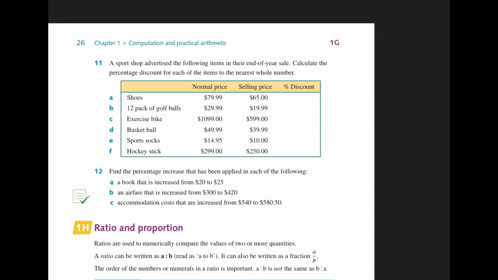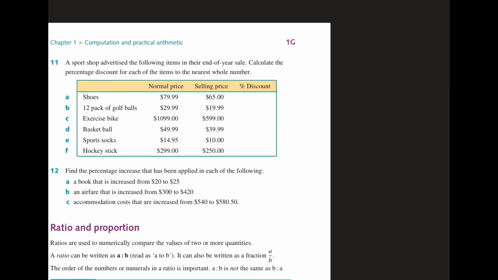Now question 11. A sport shop advertised the following items in their end of year sale. Calculate the percentage discount for each of the items to the nearest whole number. So shoes, normal price, selling price, so percentage discount. 11A, percentage discount.